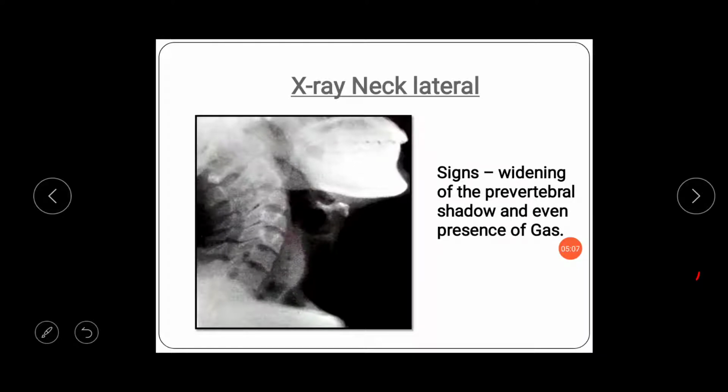Investigations are X-ray lateral neck and CT scan. In X-ray lateral neck, we can see widening of the prevertebral shadow, which is suggestive of acute retropharyngeal abscess. In chronic retropharyngeal abscess, caries spine can reach up to this space. Sometimes even the presence of gas can be seen at the local site.